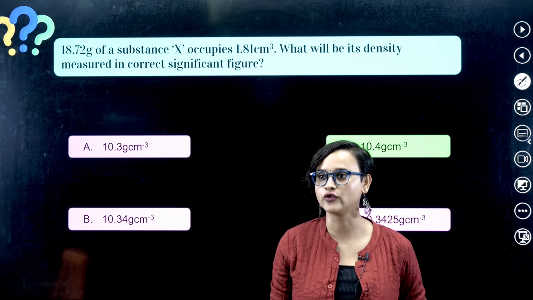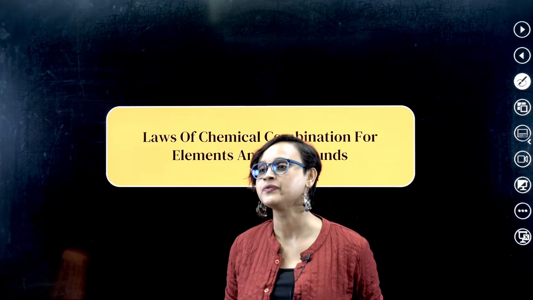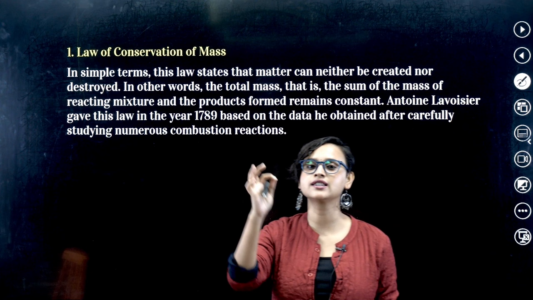Moving on now. Now we have to understand the laws of chemical combination for elements and compounds. This is also going to be very simple, very easy. Don't worry about it. There are five laws, but there is one additional law that we will also talk about. The first law is the law of conservation of mass.